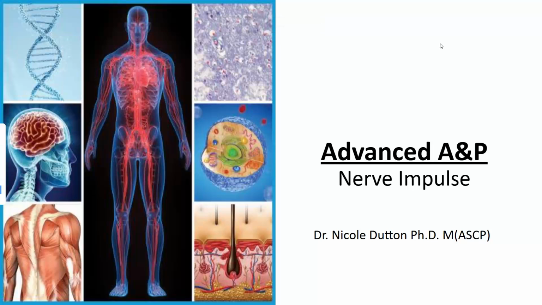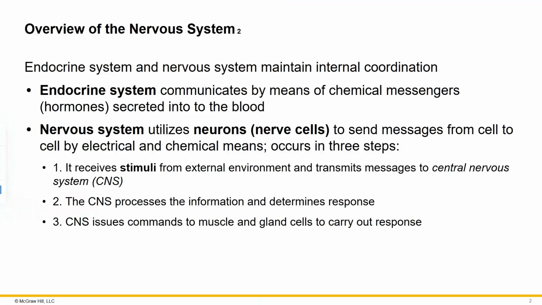Neurons and the nerve impulse. So, overview of the nervous system. If you recall from previous classes, the endocrine system and nervous system maintain internal coordination. Those are the main methods of communication in the body.